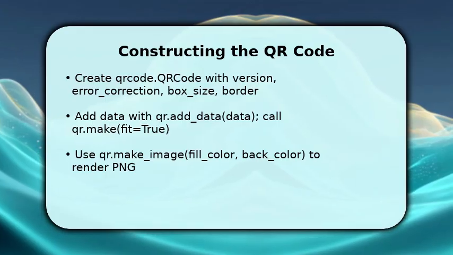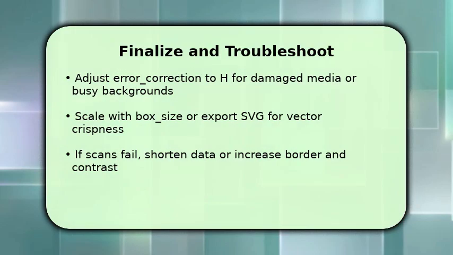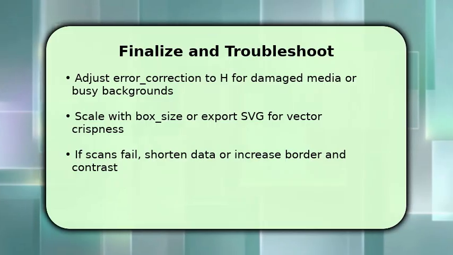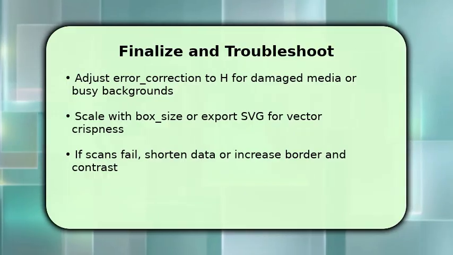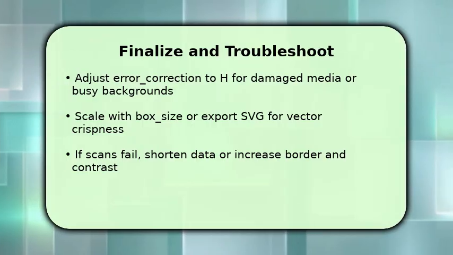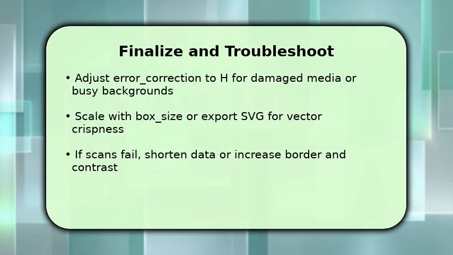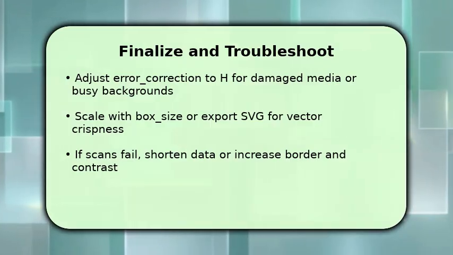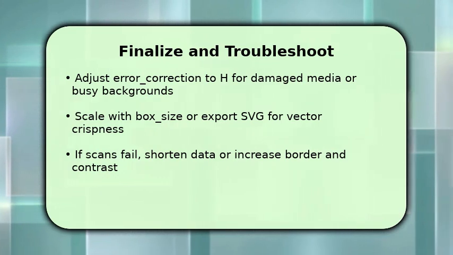To improve reliability on printed or decorative codes, increase error correction to ERROR_CORRECT_H and pick a larger box size. For logos, use SVG export via qrcode.image.svg, SVG image, for lossless scaling. Make sure to set high contrast colors and at least a 4-module border. If scanning fails, reduce payload length, increase error correction, or enlarge the image. Also verify the camera focuses and the lighting.